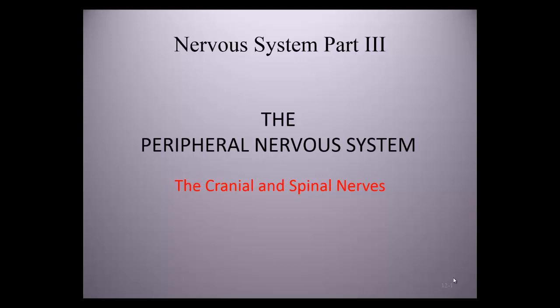system. So this consists of the cranial nerves, which come off the brain, and the spinal nerves, which come off the spinal cord. So together these nerves form what we call the peripheral nervous system. So these are basically highways for information coming to and from the brain and spinal cord.